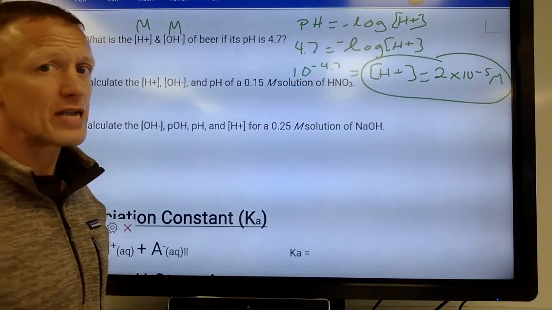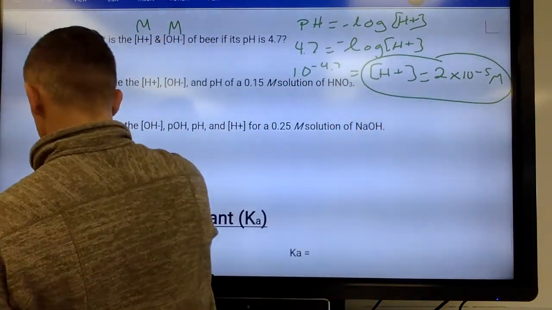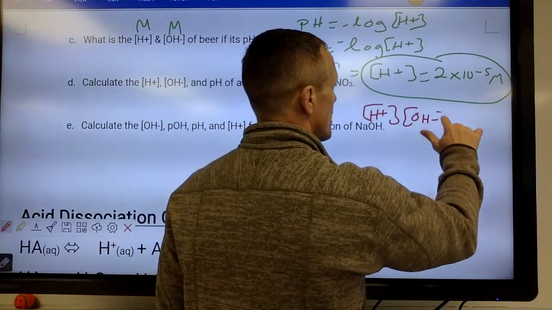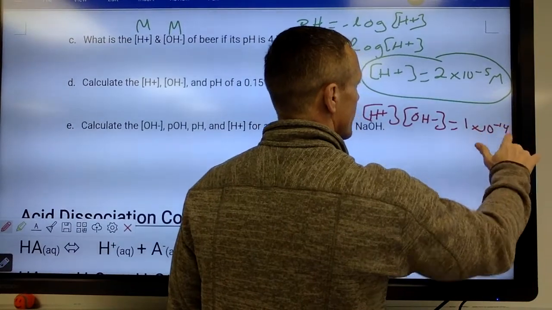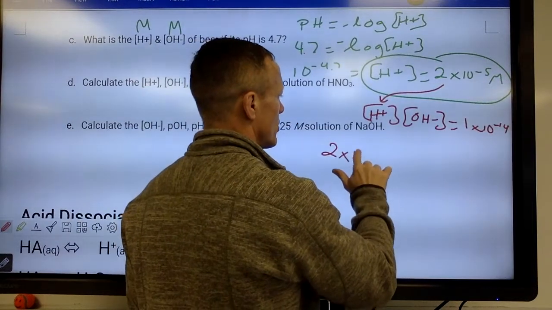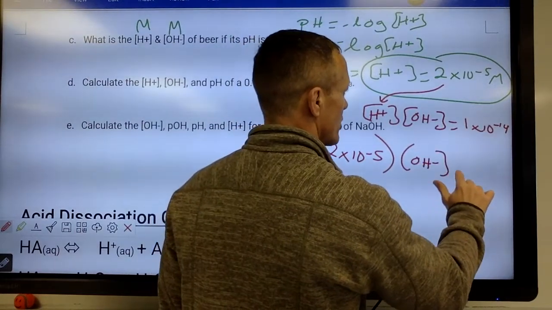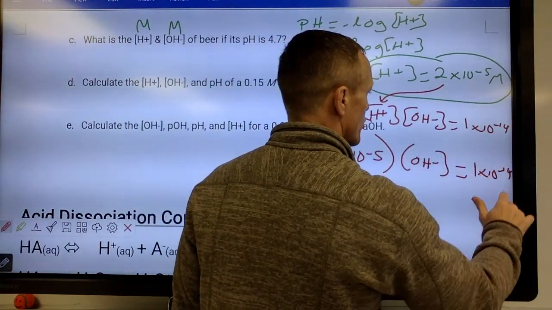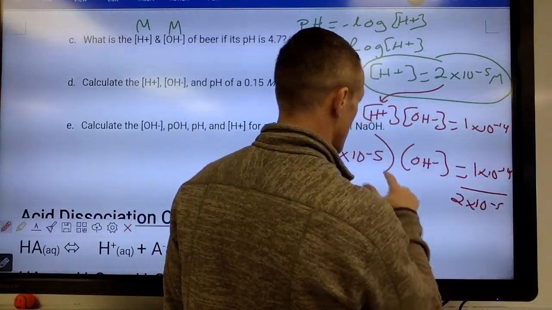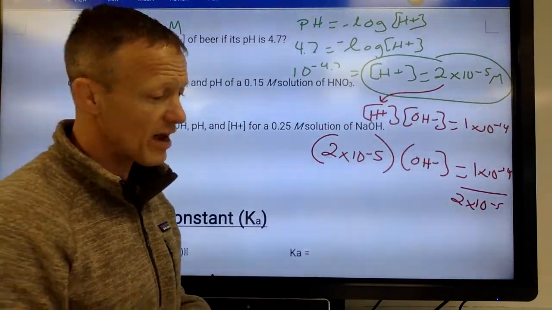It also wants concentration OH negative. So to do that, I can do concentration of H plus times concentration of OH negative equals 1 times 10 to the negative 14th. Plug that in right there. So 2 times 10 to the negative fifth is my concentration H plus. Trying to get OH negative concentration. So I'm going to divide that over to the other side. 1 times 10 to the negative 14th divided by 2 times 10 to the negative fifth. And that's 5 times 10 to the negative 10th.